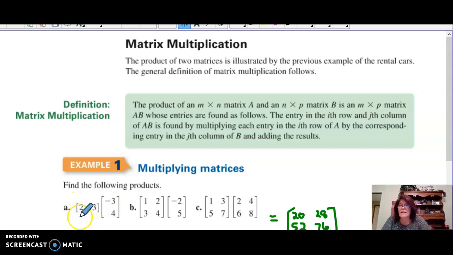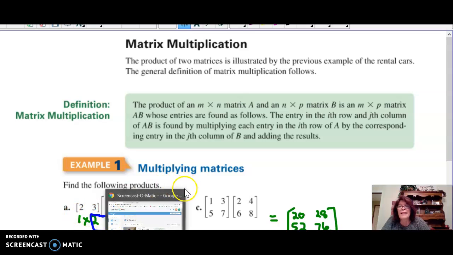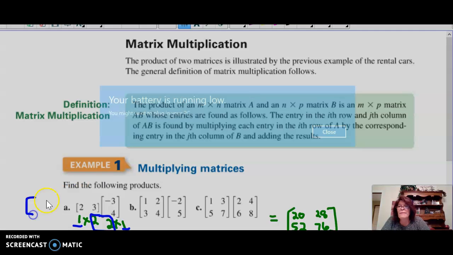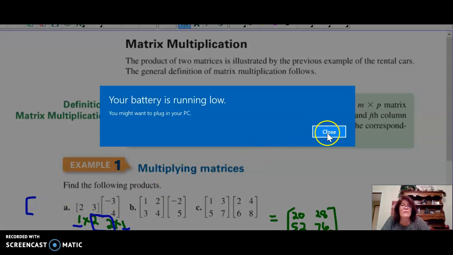This one is 2 by 1. Sorry, I was trying to erase that. Okay, we have a 1 by 2 times a 2 by 1. Remember, that shows you that it can be done. The fact that 2 equals 2 here in the middle. And the answer we're going to have is a 1 by 1. Isn't that weird? A 1 by 1 is just like one number.